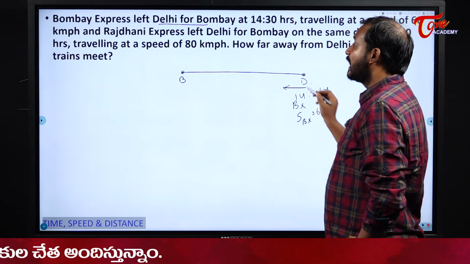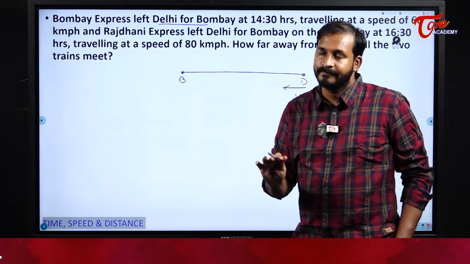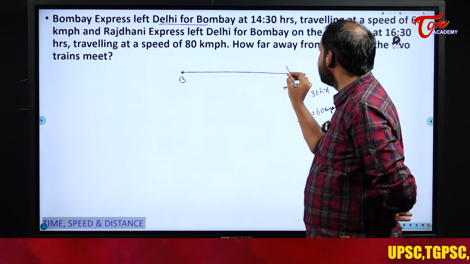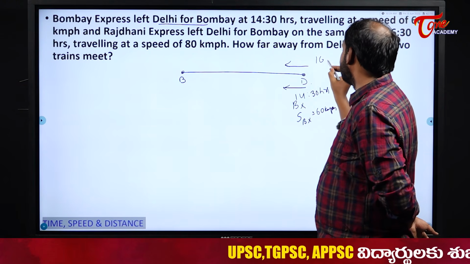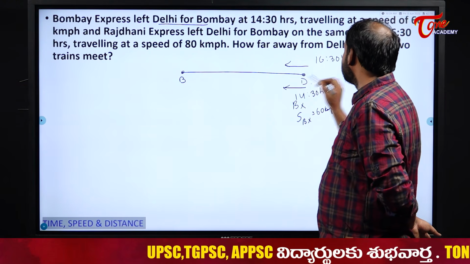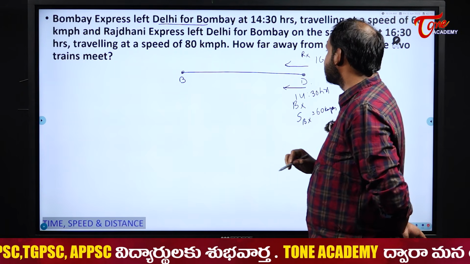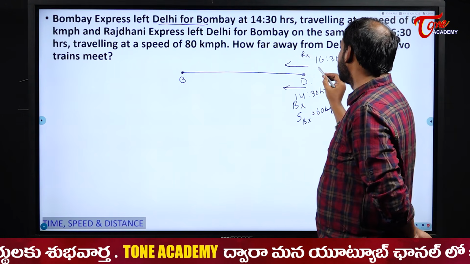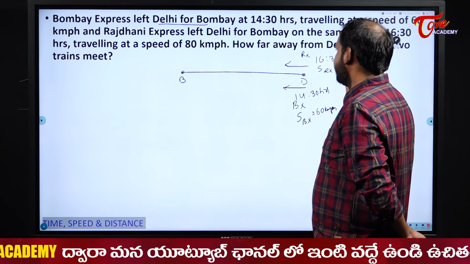Okay, fine. Rajdhani Express left Delhi for Bombay. This one is also doing the same thing. It is also leaving Delhi for Bombay. At what time? On the same date, 16:30 hours. Rajdhani Express is starting at 16:30 hours, traveling at a speed of 80 kmph.